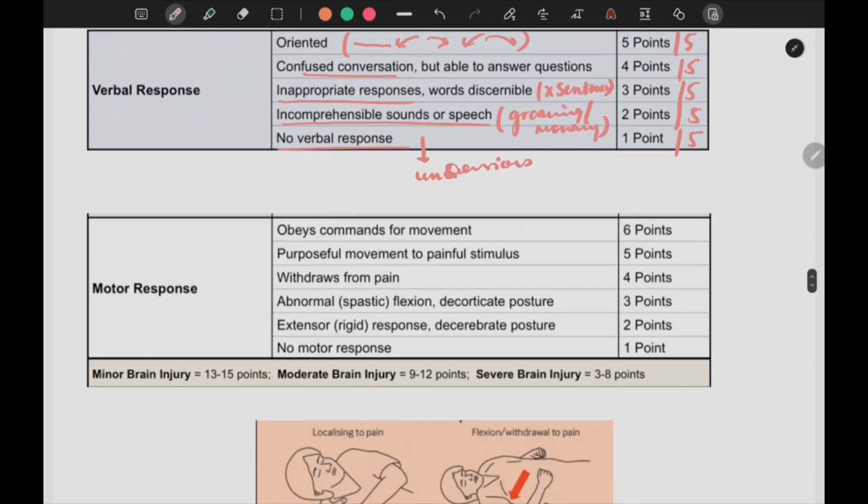Last is the motor response. In the motor response, if the patient is completely obeying your command, so for example, if you tell the patient to make a fist and he will make a fist. If you ask him to move his finger, he will move his finger. So that is when you say that the patient is completely oriented. He is having a 6 on 6 motor response, right?